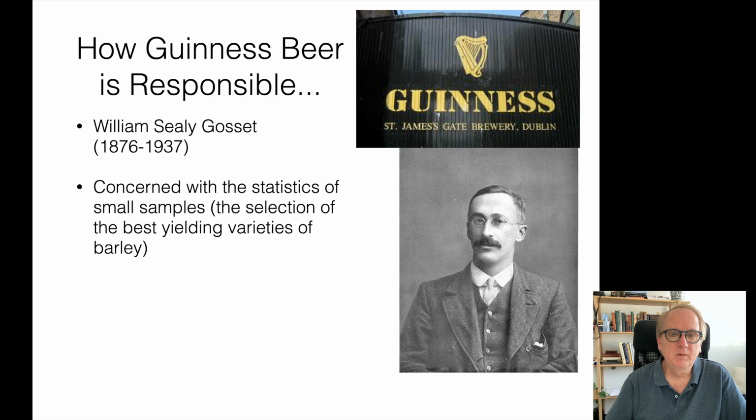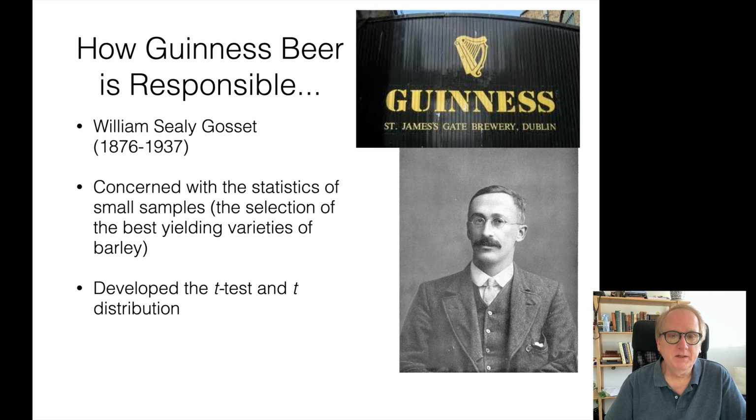For instance, if he was looking at the best varieties of barley to use in the beer, he would have to take small samples of barley from different farmers and then make an inference about what it would be like in the entire population of barley for that farmer, before they would go ahead and buy that crop and use it in the beer. So in this very practical problem of brewing Guinness beer, Gosset develops the test that we're going to talk about today, the t-test. He develops this t-test and he also develops the t distribution that goes along with it.